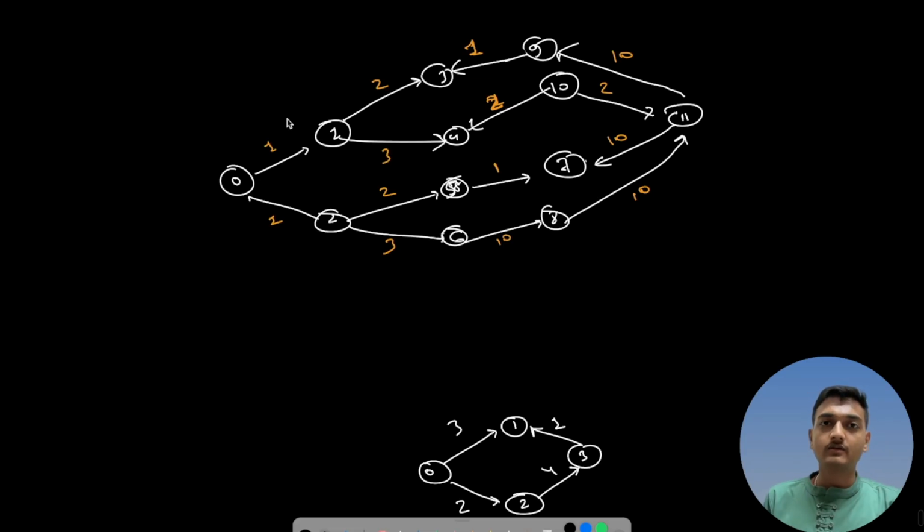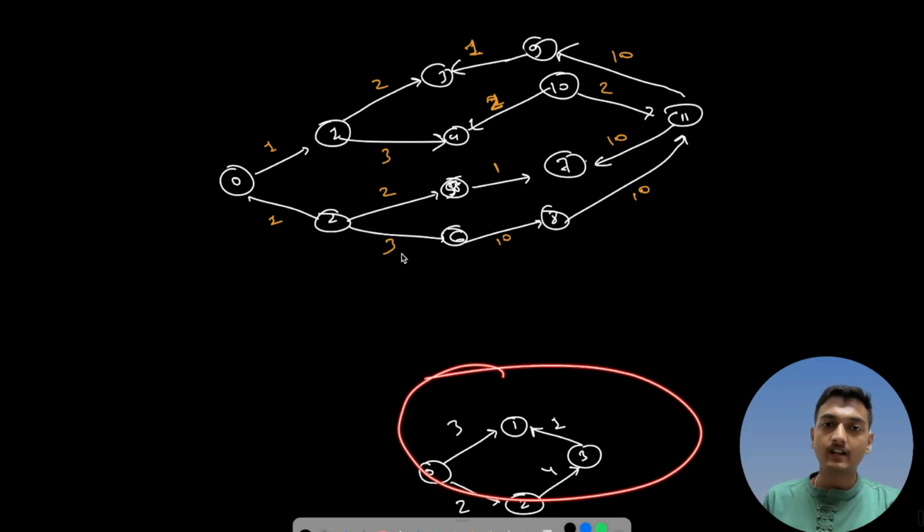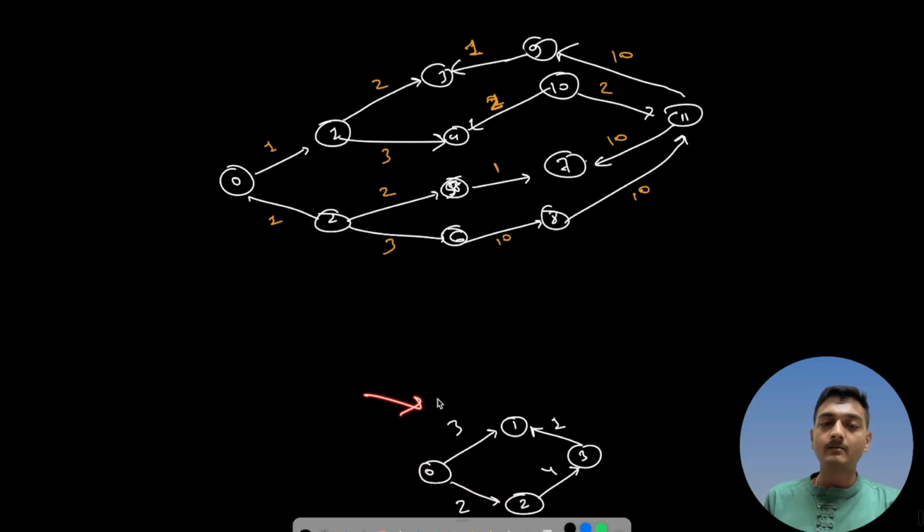So let's talk about the intuition for this problem. Here we had the graph, and we discussed what we need to do. We have to go from 0 to n minus 1, and whatever path we take, it should be the minimum possible path.